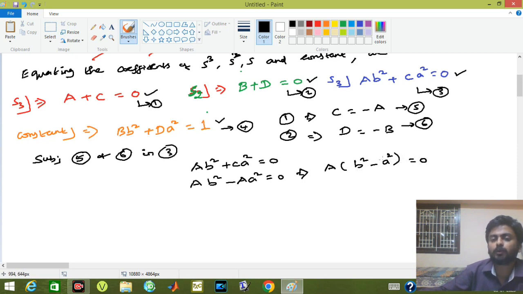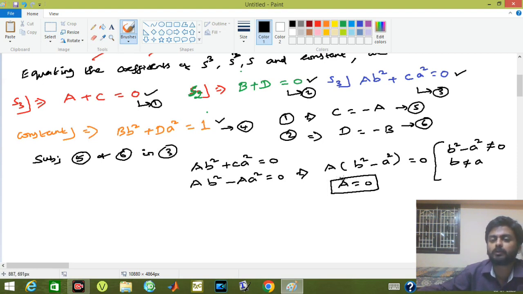Dear students, you have to know one thing here. This b² minus a² is not equal to 0, because b is not equal to a. They have not given such a condition, but it is actually true. See, this is b, this is a. Are they equal? No, they are not equal. The constants themselves differ, so we cannot say b² minus a² is equal to 0. So definitely it is not equal to 0. Then what will become 0? a equal to 0.